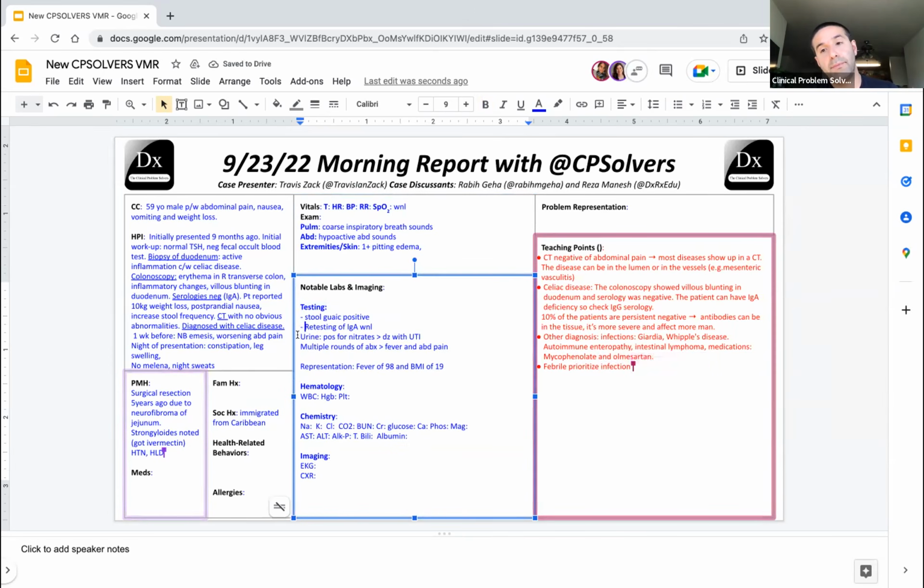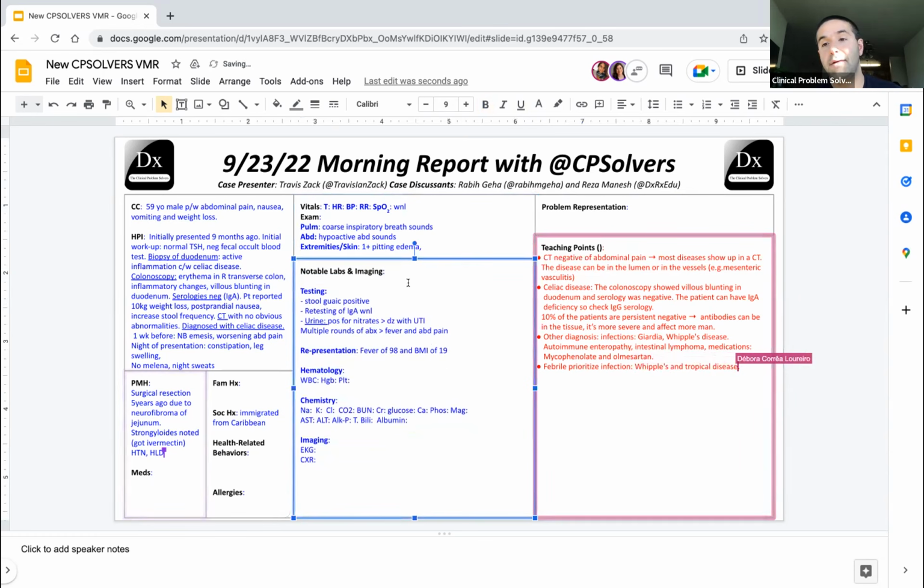I think that Whipple's and tropical sprue are priorities simply because the patient appears to have an infection by virtue of the fever. I think intestinal lymphoma is a no-miss thing. And I don't know what I would do as a treating clinician. I would probably consider a round of tropical sprue antibiotics, but it's easy to see how a repeat endoscopy looking at lymphocytes and a Whipple's disease PCR would be a helpful test.